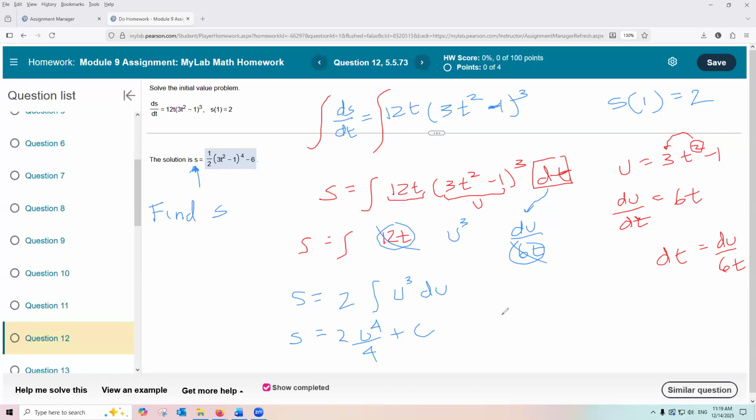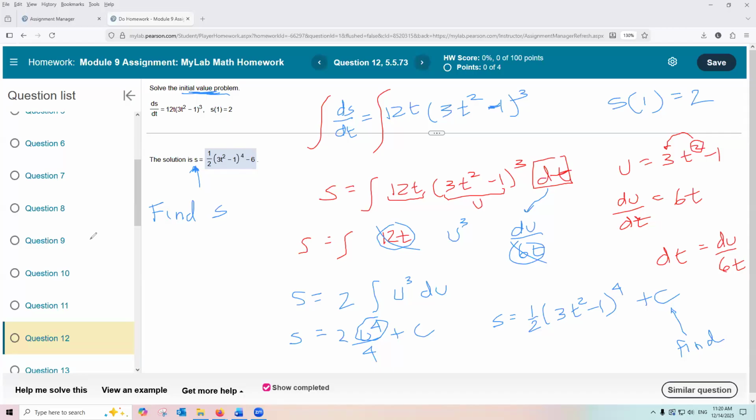All right, so s is 1/2. Now, u to the 4th, I want to replace u with its original expression, which was 3t squared minus 1 to the exponent 4 plus a constant. But I'm not done yet, because when they say solve the initial value problem, they want you to find a numeric answer for c. They don't want you to leave the constant as just capital C. They want you to actually find a numeric value.